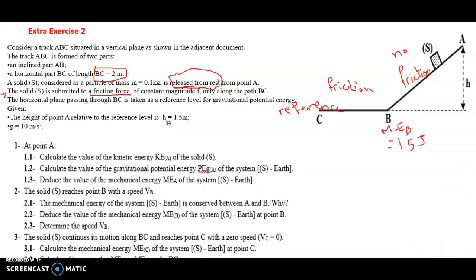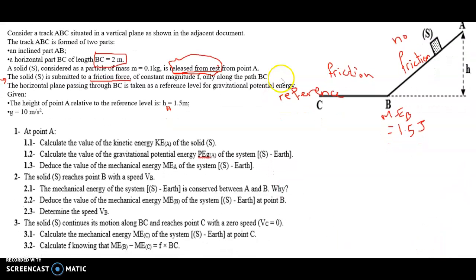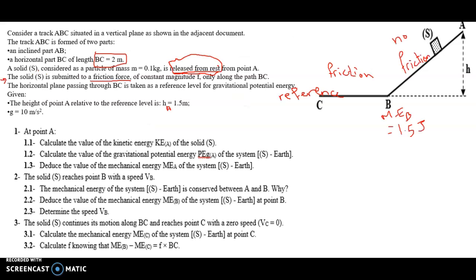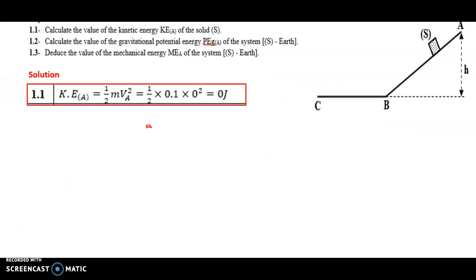We are given that it was released from rest from point A. So kinetic energy at A is half mv squared, half times 0.1 times 0 squared. Here the mass was given to be 0.1 kilograms in SI unit, so we substitute it as it is, 0.1 times 0 squared, so this is 0 joules.